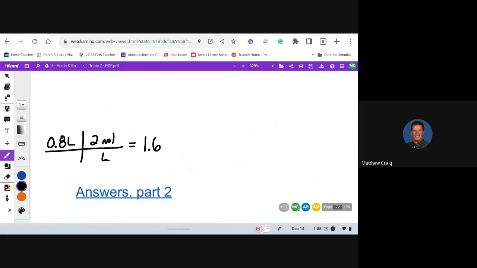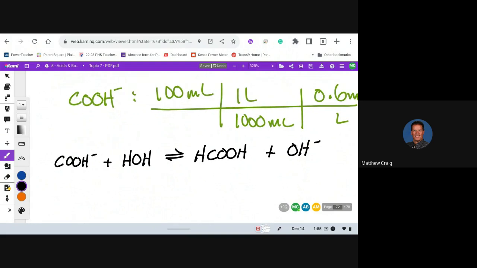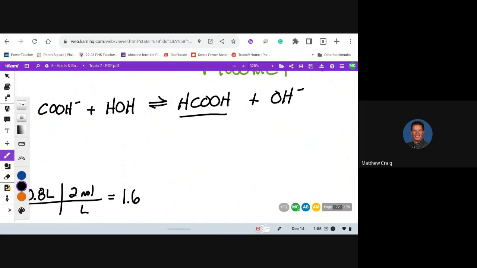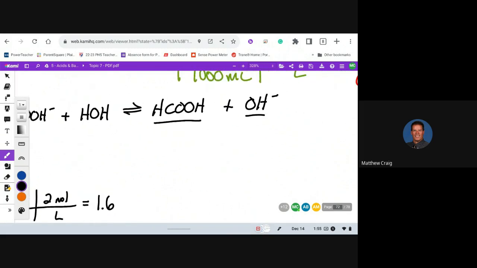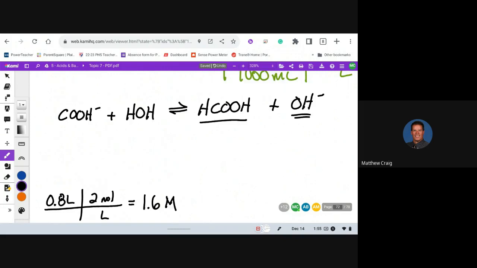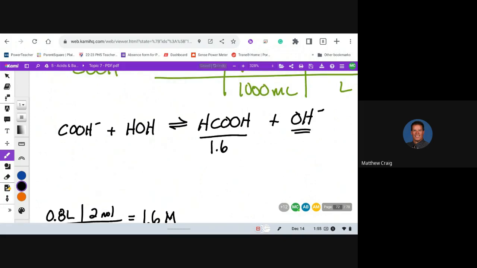The acid needs to be on the left side. Just the acid, yeah, the formic acid. In other words, an acid will always react with hydroxide, and a base will always react with the hydrogen. So why does it have to be on the right side? Because when we write our Kb, we want to make sure hydroxide is on top. So that's that. So we got our first part, 1.6.